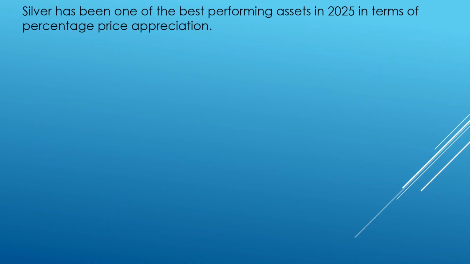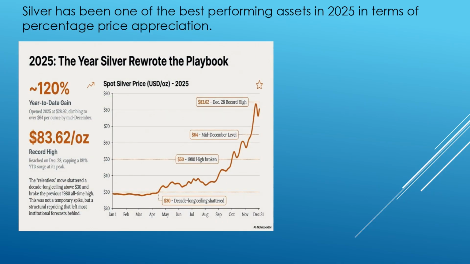Now, silver has been one of the best performing assets in 2025 in terms of percentage price appreciation. This graph shows the silver price movement during the year 2025. The price started out from somewhere around $30 and moved all the way up to $83. During mid-December only it reached 64.